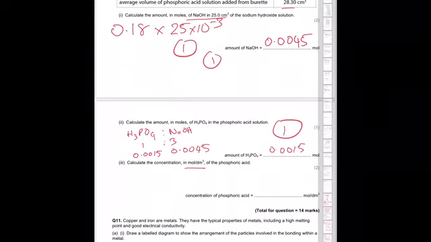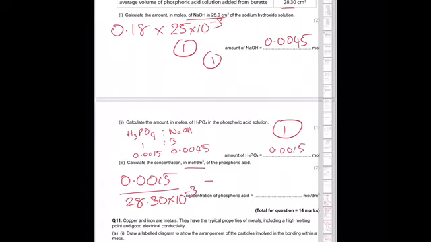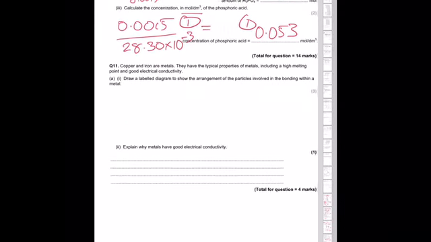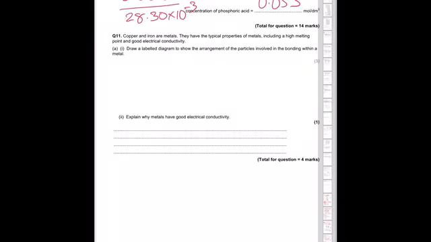Using the ratio from the equation, calculate the concentration in moles per decimeter cubed. Once again, problem here is they're giving you a value in centimeters cubed, so you need to divide that by 1,000. So you've got number of moles divided by the volume. So 0.0015 divided by 28.3, but it's not 28.3, it's 28.3 times 10 to the minus 3, which equals 0.053. So 2 marks for the answer. If you didn't get that, 1 mark for the right equation. So if you've got a keying error.